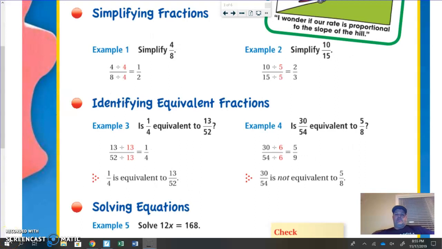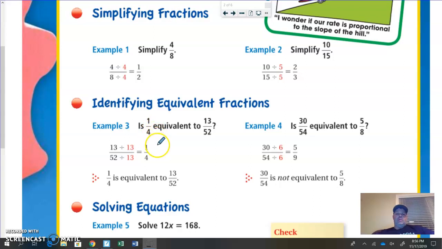Our second set of problems that we will have to do is identify equivalent fractions. So the question asks, is 1/4 equivalent or equal to 13/52? What I can do is I can take my larger fraction and I can try to simplify it. When I do, I take 13 divided by 13 is 1. 52 divided by 13 is 4. So 1/4 is equivalent to 13/52 because I simplify to equal.